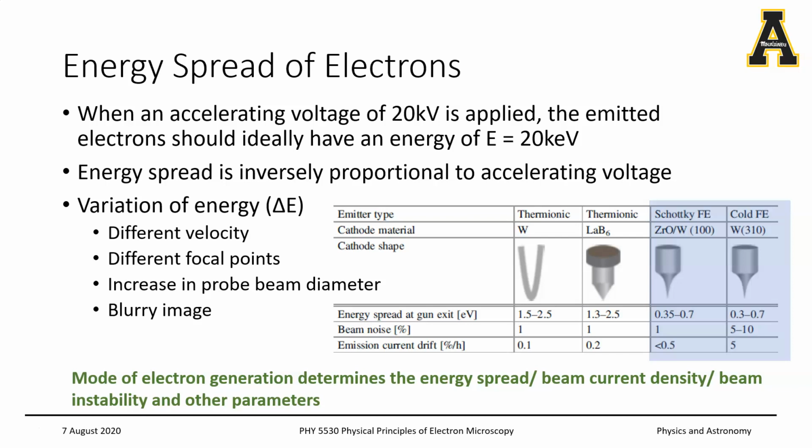That basically means you have different focal points or different diameters of the disk, and you end up getting a blurry image. So the mode of electron generation determines the energy spread. If you look at the table here, because the energy spread in thermionic emissions in the case of tungsten or LaB6 is higher compared to the Schottky field emission or the cold field emission processes, they are typically inferior in nature.